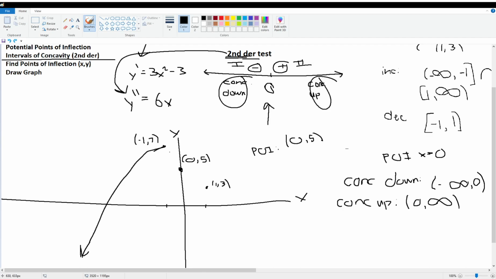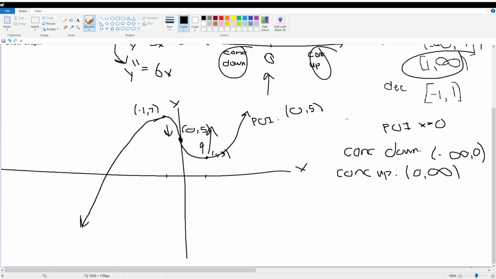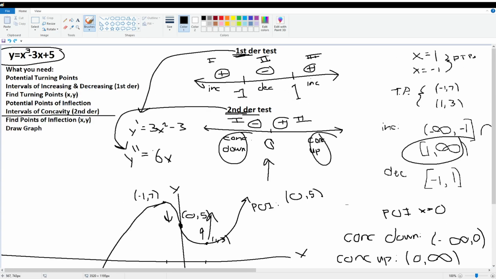So it's concave down until x equals 0, and it's concave up after that. Or it's not included, but it's concave down until it reaches that. So it's concave down and decreasing right there. And then it's concave up and still decreasing right there. So you can see that this is concave down, this is concave up, and then from here, we're increasing from 1 to +infinity. And that's all you need to know. You just need to find the turning points, points of inflection, and your intervals, and you're able to graph any polynomial. All right.